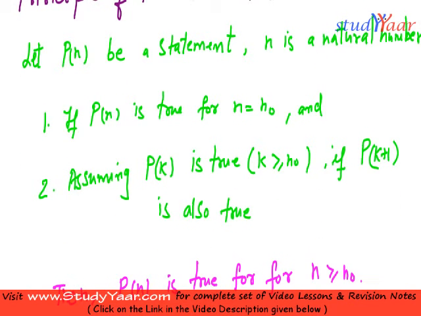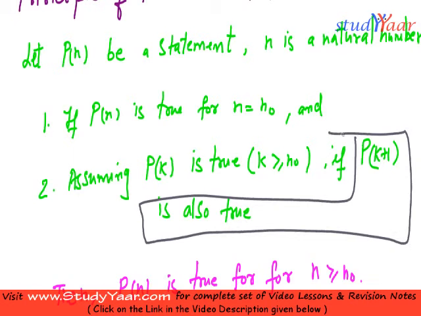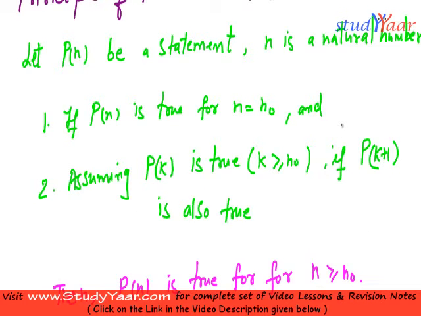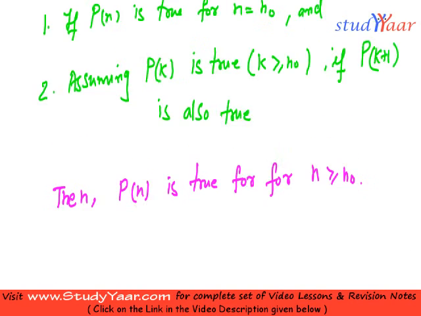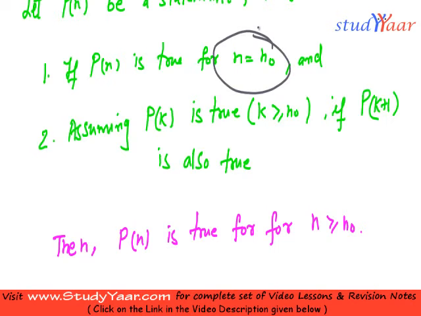What you have to do over here is check if P of n is true for an initial value of n, then assume that P of k is true and somehow prove that P of k plus 1 is also true. If you can do that, then you can prove that P of n is true for all natural numbers greater than or equal to n0, where n0 is the first step value that you have taken.